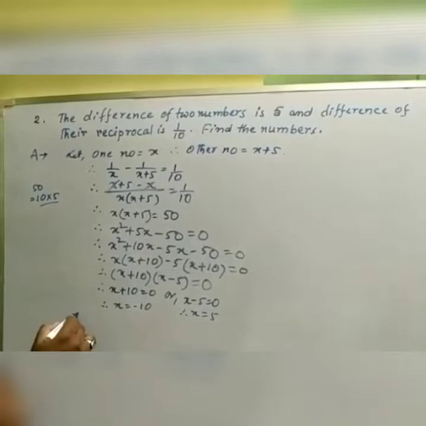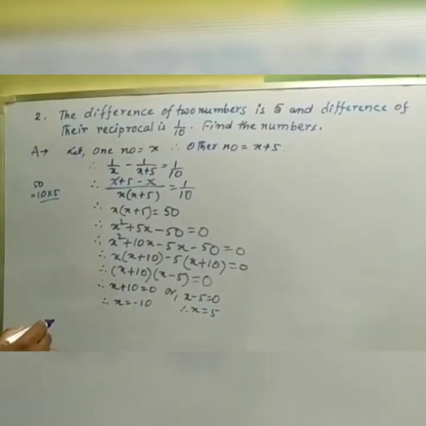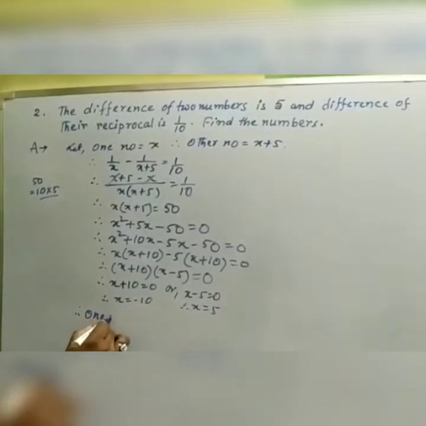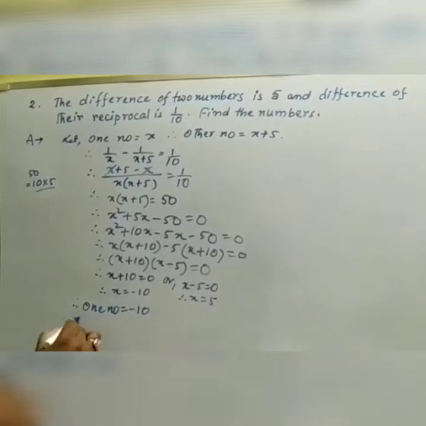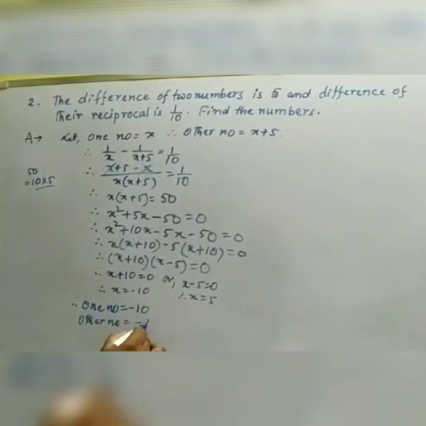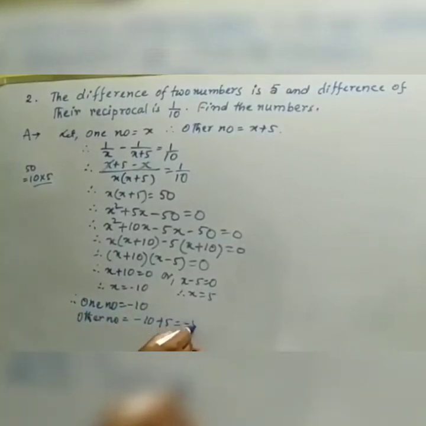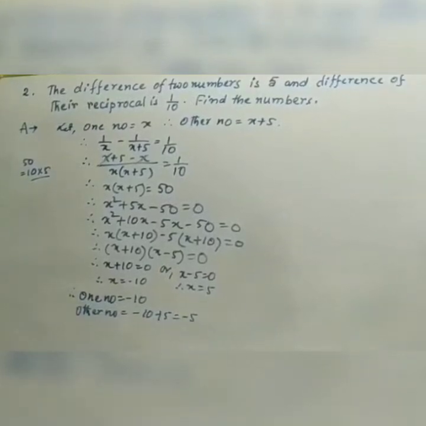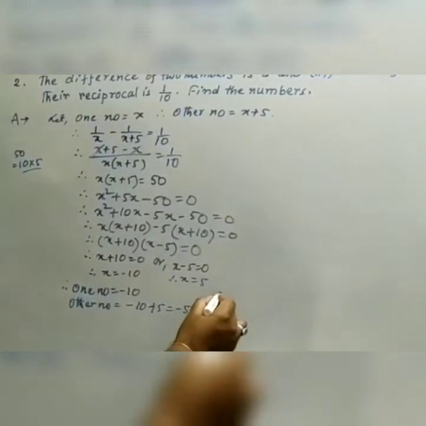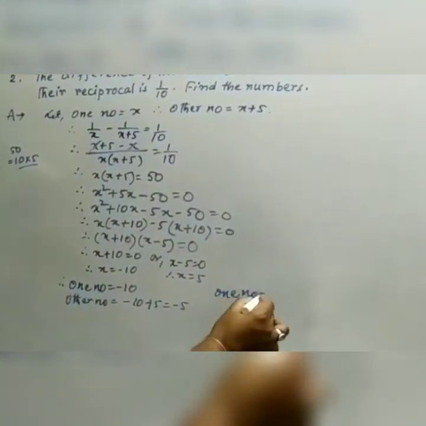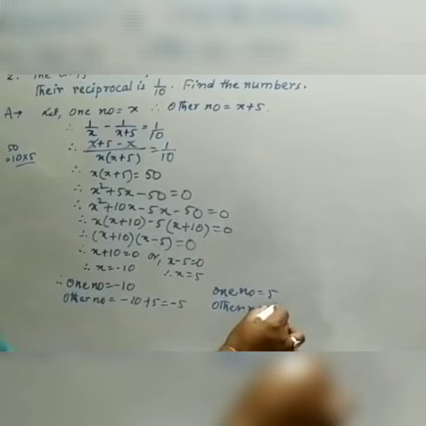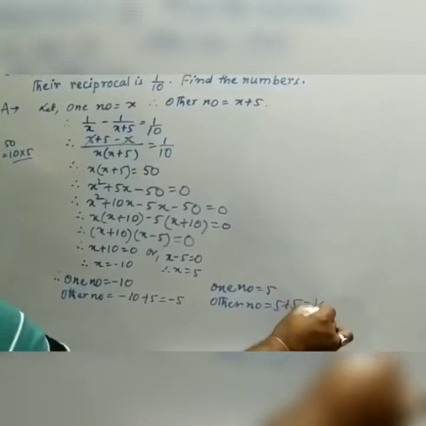So if x equals minus 10, therefore one number equals minus 10. So the other number will be x plus 5, that is minus 10 plus 5, which gives minus 5. So when one number is minus 10, the other number will be minus 5. And also if one number is 5, so the other number will be 5 plus 5, which gives 10.